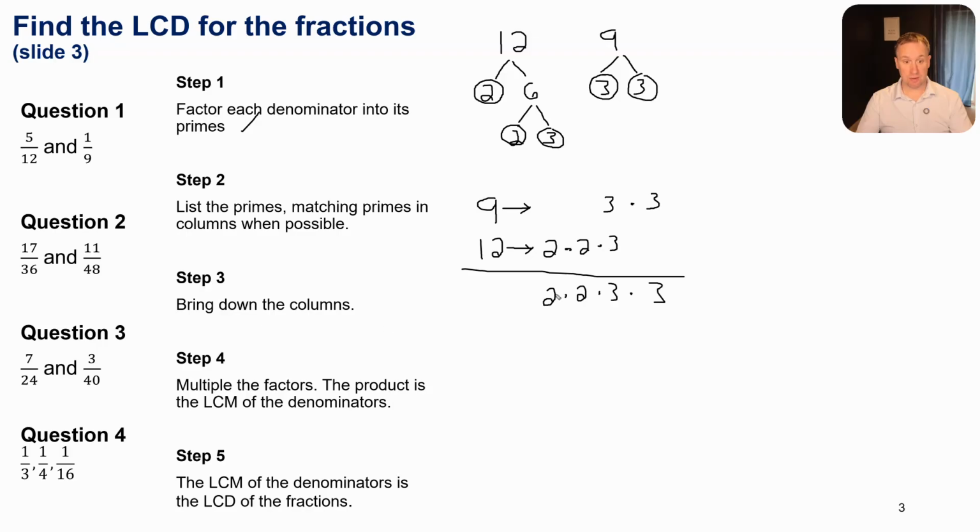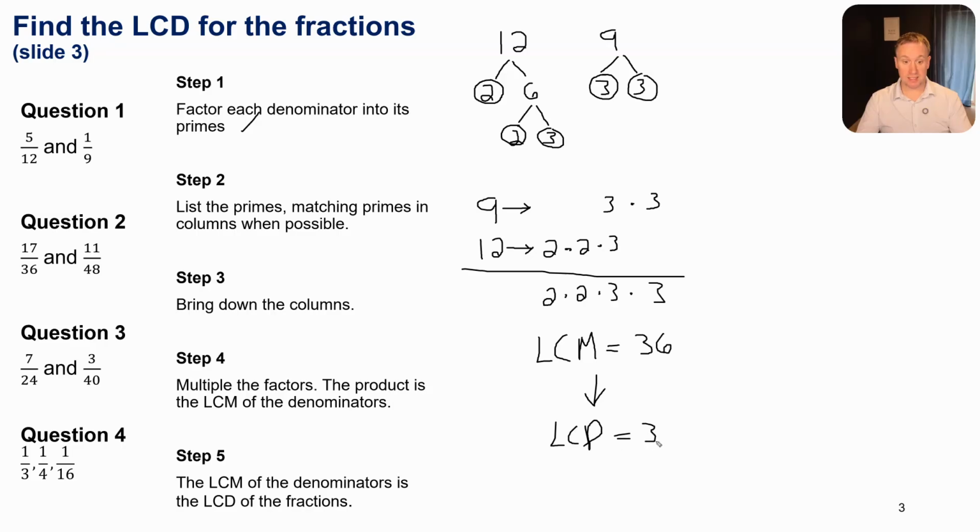So that's step 3, bring down our column. Step 4 then, multiply the factors. The product is the LCM of the denominators, and the LCM of the denominators is also the least common denominator of the fractions. So this is going to be 2 times 2, which is 4, 4 times 3, which is 12, and 12 times 3, which is 36. So the LCM here is going to be equal to 36, which will also be the least common denominator.